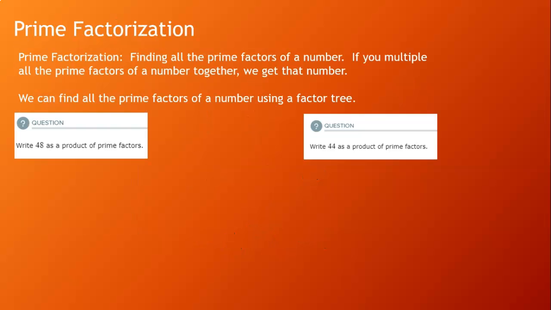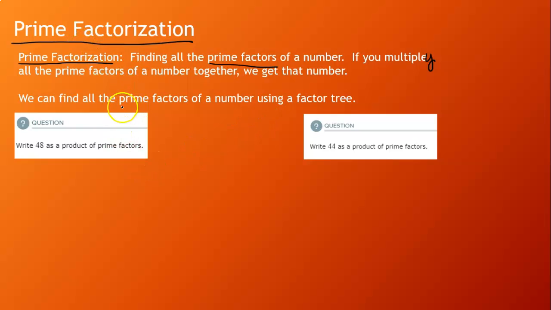All right, prime factorization. When I find prime factorization, I am finding all the prime factors of a number. So you should have written prime factorization at the top of your next section and underlined it. And then you want to write your next definition. Prime factorization is finding all the prime factors of a number. If you multiply all the prime factors of a number together, then we get that number.